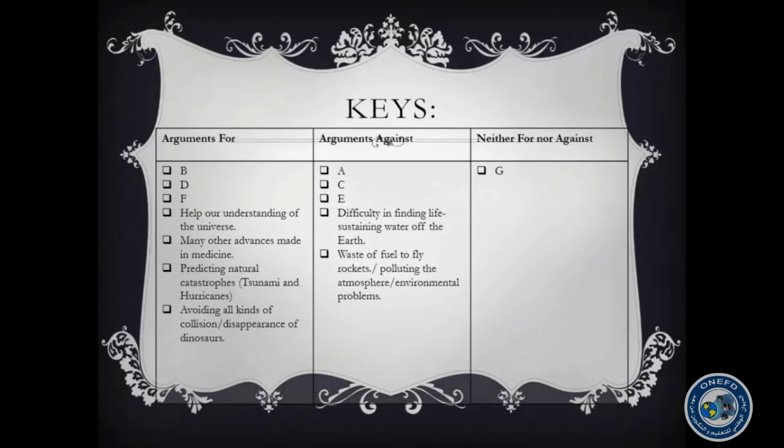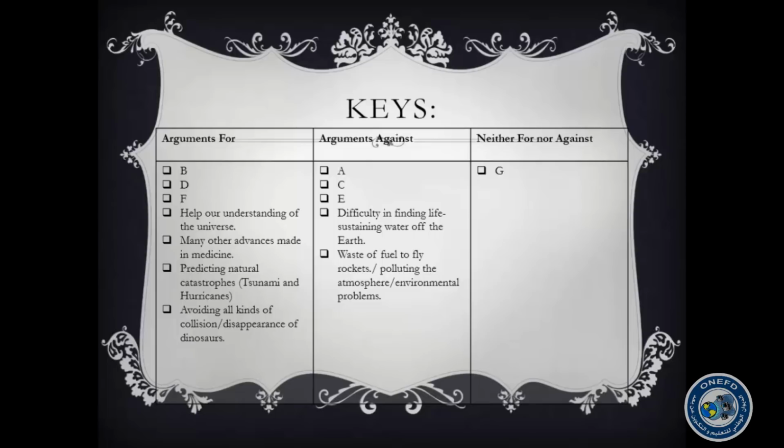So as you can see, we have classified the extracts into 3 columns. So the first column, arguments for: extracts B, D, F are considered as arguments for space exploration, and we added other ideas just to help you to jot down some ideas for arguments for space exploration. For example, help our understanding of the universe, many other advancements made in medicine, and so on.